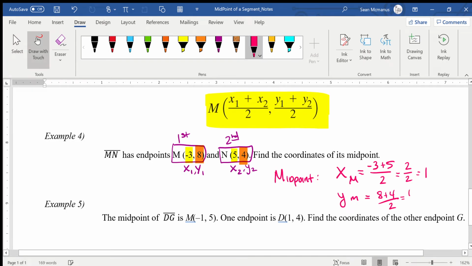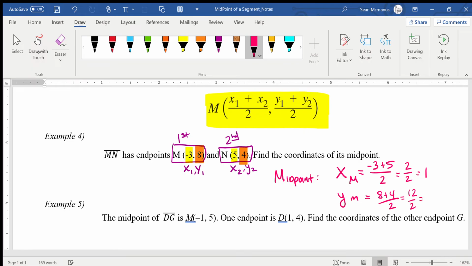Eight and 4 is 12, divided by 2 is 6. So my midpoint would have a coordinate of 1, 6. That would be my answer right there. So not too bad, right? All I need to do when I have two endpoints and ask for the midpoint is average out the x's, average out the y's, and it'll tell me what's in the middle.